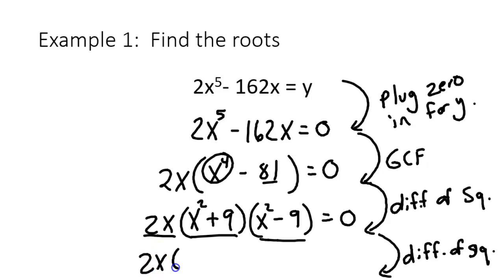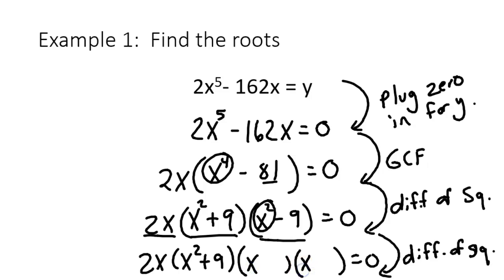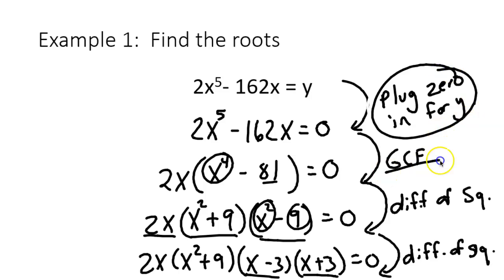The square root of x squared is x, and the square root of 9 is 3. Make one plus, one minus. And now, these are no longer differences of squares. They're both just prime, and so we're done. We've factored this thing completely. But we haven't found the roots yet, but that is the first few steps. So let's review really quick. Step 1, plug 0 in for y. Step 2 is to start factoring. So GCF first, and then whatever other methods are possible, maybe difference of squares, maybe box method, whatever.